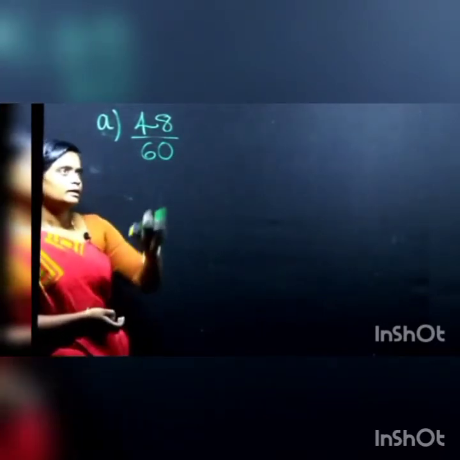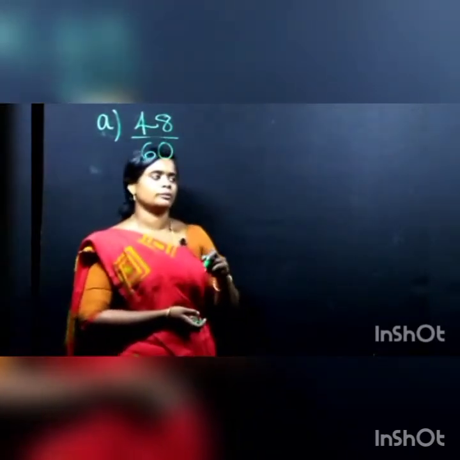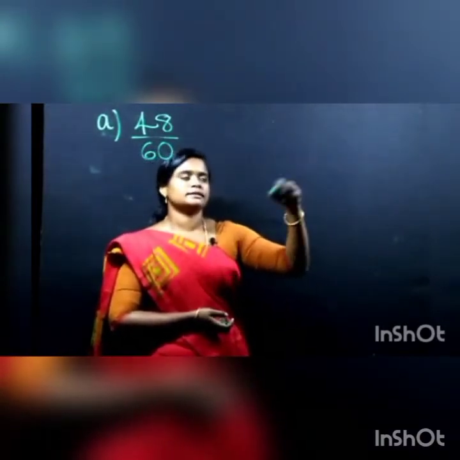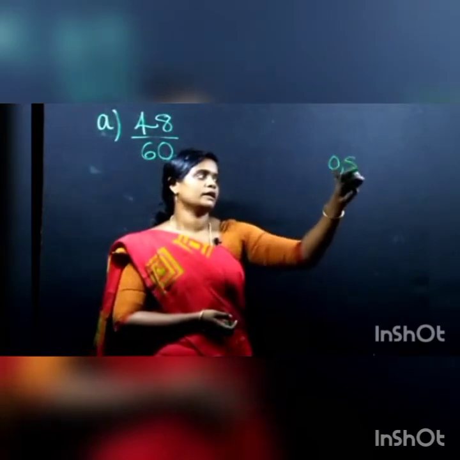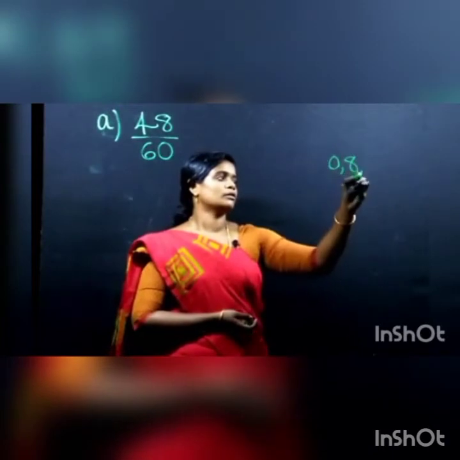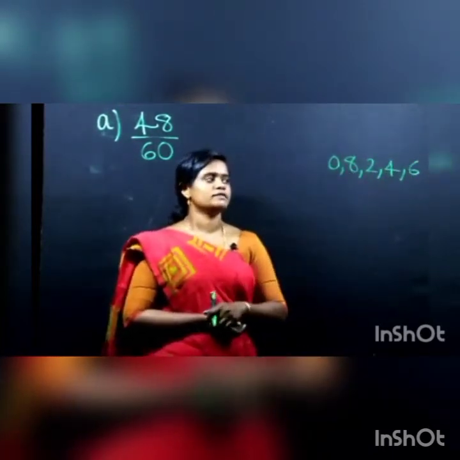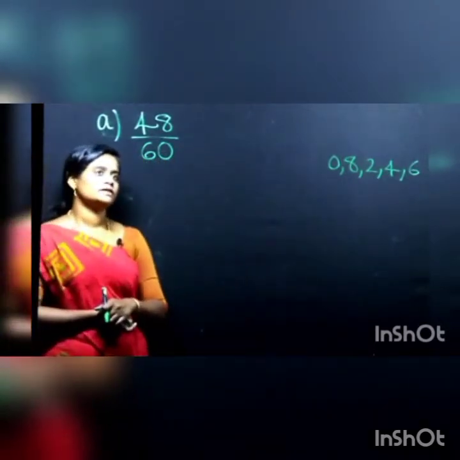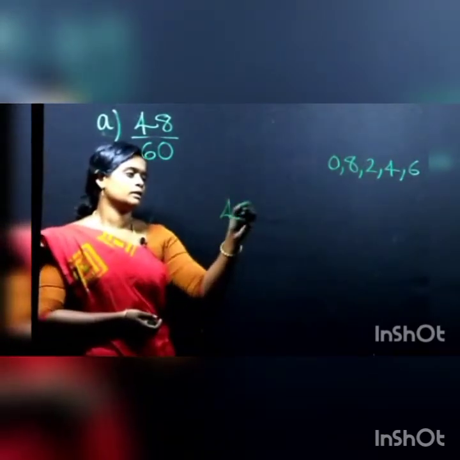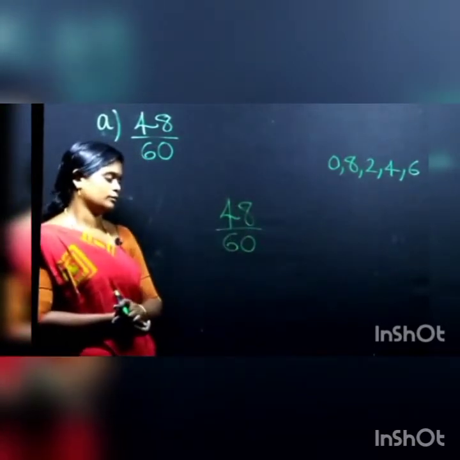Here, first we can divide this 48 and 60 by 2. Since 48 and 60 end with 8 and 0, we know that numbers ending with 0, 2, 4, 6 and 8 are divisible by 2. So first we can divide this 48 and 60 by 2. For that we can cancel this 48 and 60 by 2.